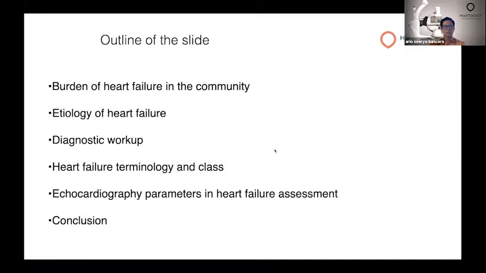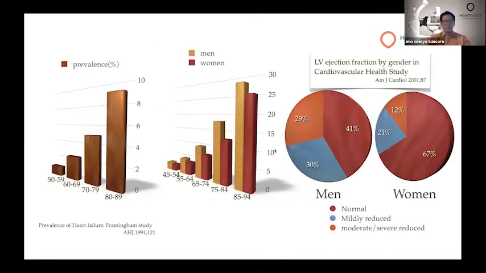The outline of my slides will briefly cover the burden of heart failure in the community and the etiology of heart failure. I will continue with the diagnostic workup in the clinics and the hospitals, and the heart failure terminology and classes, which I think is also important to know or to learn more about the role of echo in heart failure assessment. I will also briefly talk about the echocardiography parameters in heart failure assessment, and then I'll wrap up the talk.